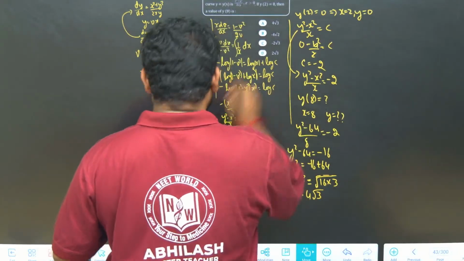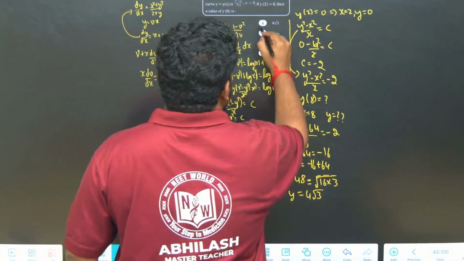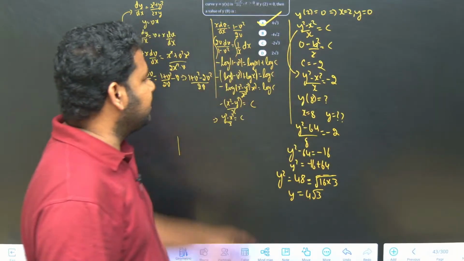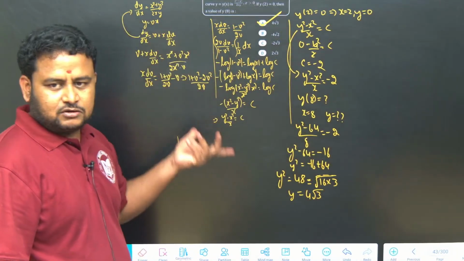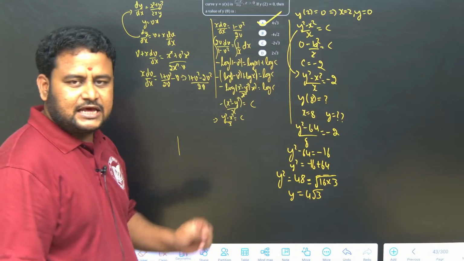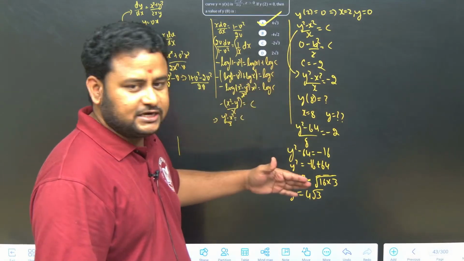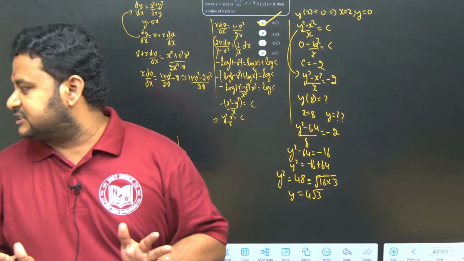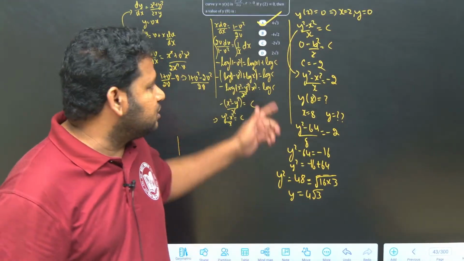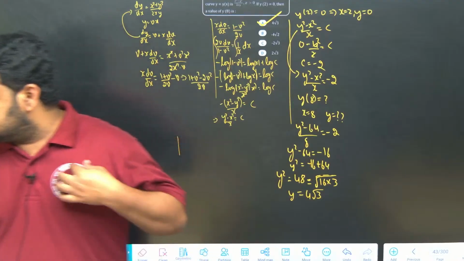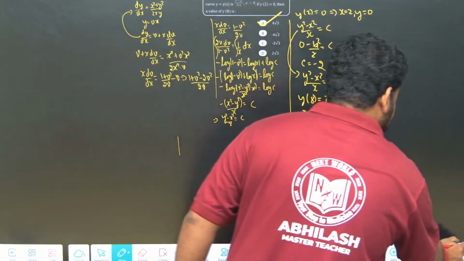4 root 3. That is nothing but the first option, option A, JEE Main 2023 question. Okay, it is conceptually very simple, a little calculative, and you can avoid so many steps, but I have explained it elaborately so that each and every student can understand. Clear? So this is the way you have to solve this question. Let us move to the next question.